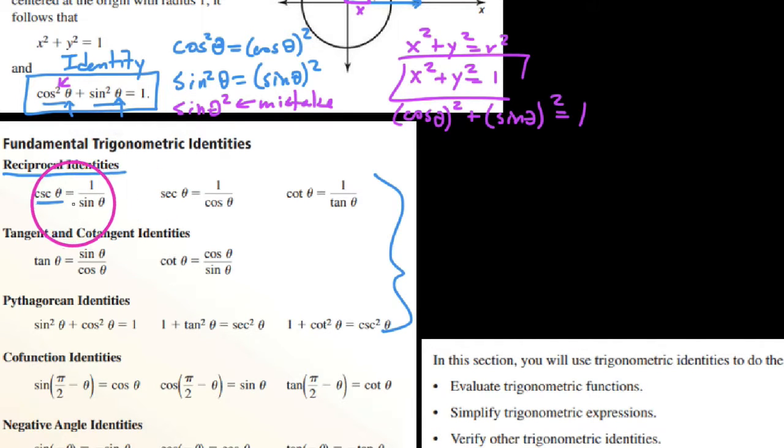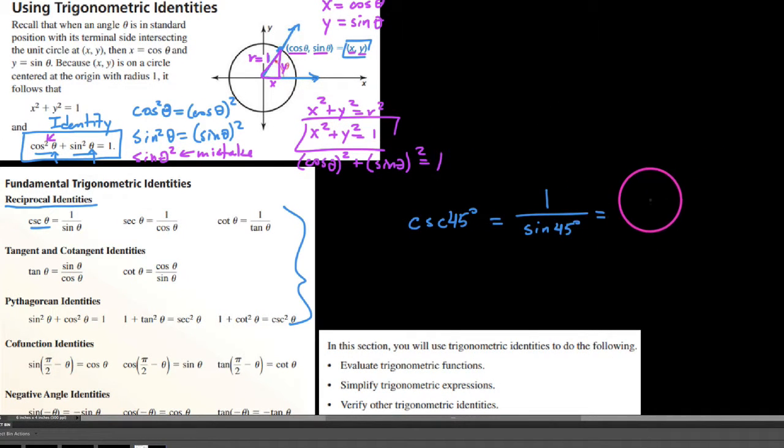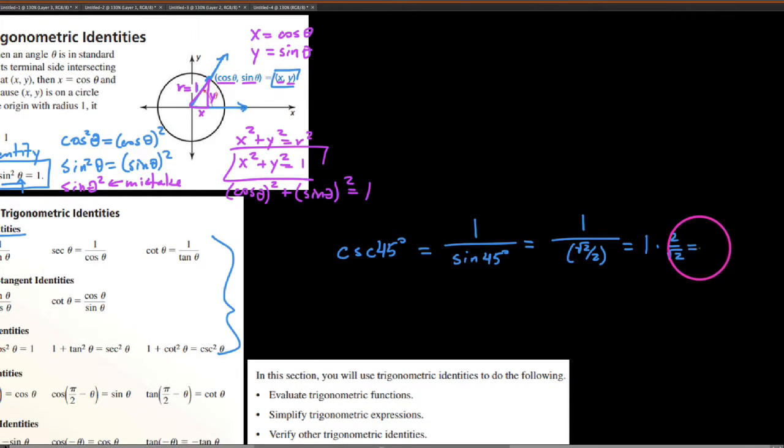So when we look at this reciprocal identity, essentially what it's saying is, for instance, if we wanted to find the cosecant of a 45-degree angle, we certainly know that this is the same thing as 1 over the sine of that very same angle. And anybody who knows their sine of 45 knows that the sine of 45 is root 2 over 2. Since we're dividing by a fraction, we multiply by the reciprocal, which comes out to be 2 over root 2. And anything times 1 is itself, so we get 2 over root 2, or 2 root 2 over just the 2. And so these 2's cancel out, we just get root 2.